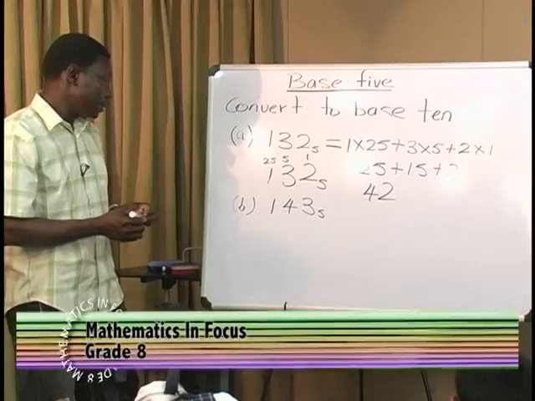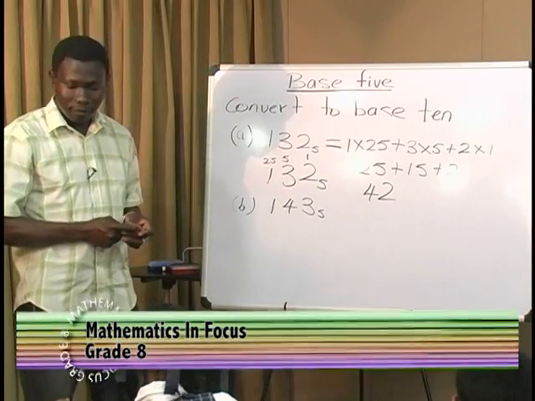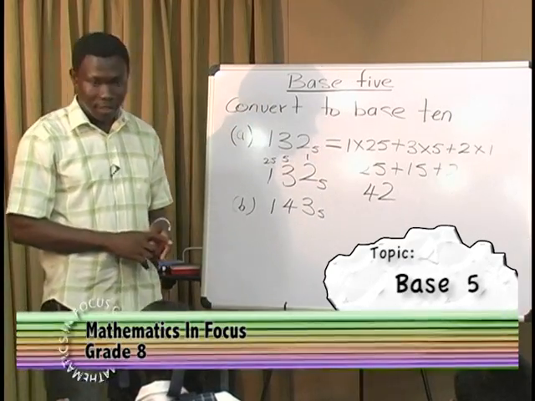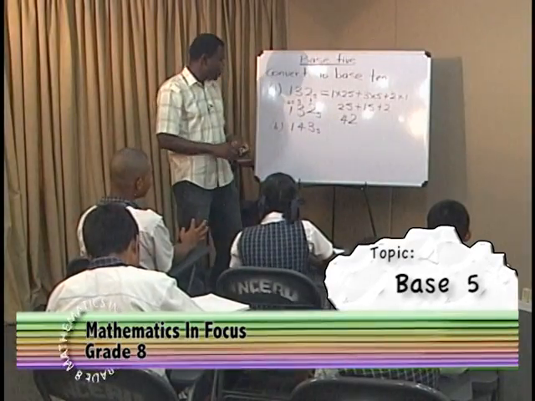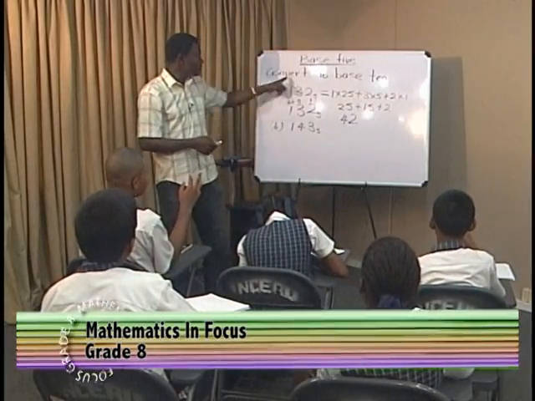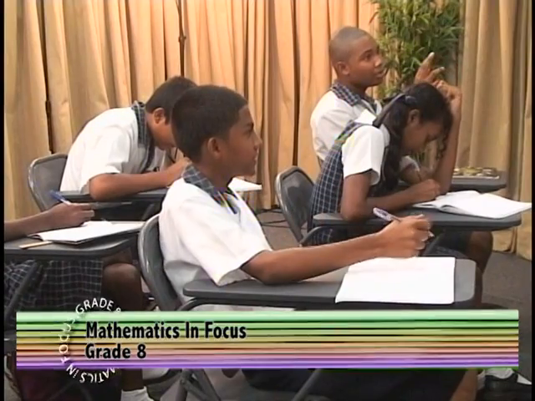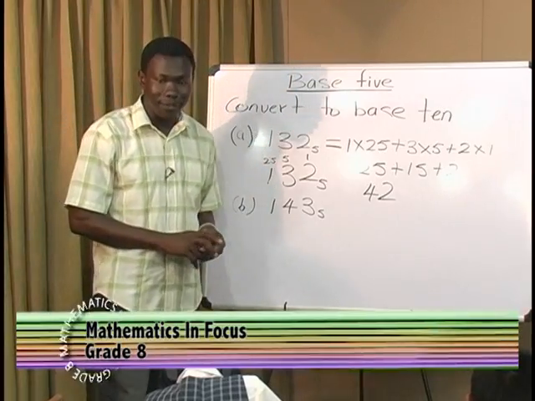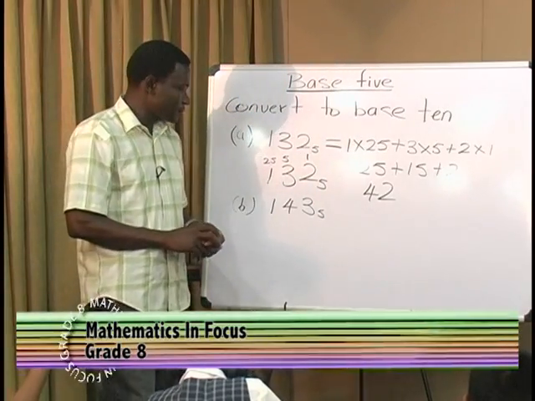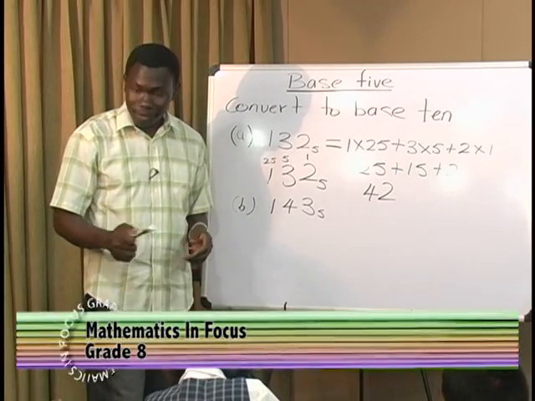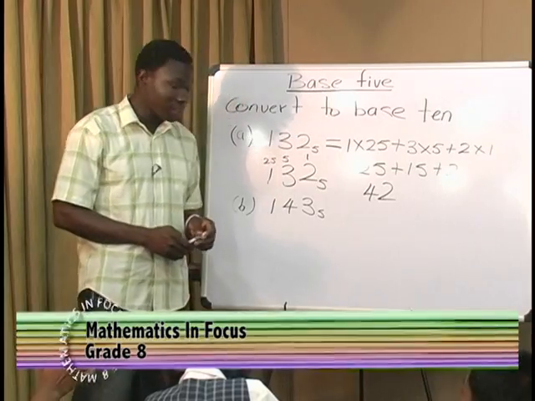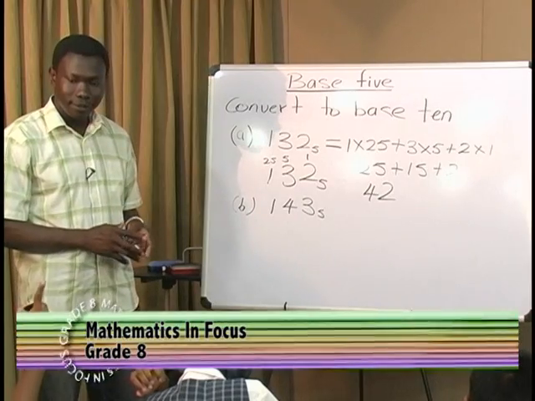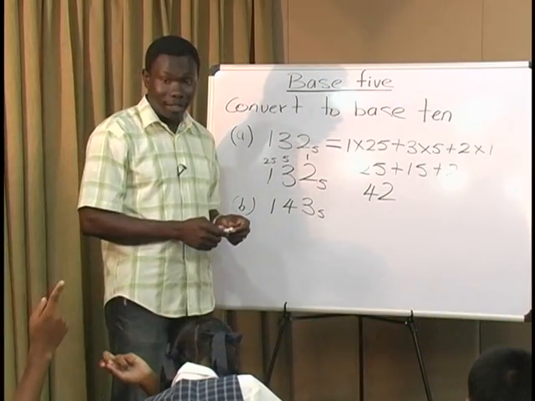What about 143 base 5? Come on, let me see you working. 143 base 5, converting it to base 10. 47. 47 in base 10. We have one suggestion. You get 47 too? Okay. So Vigilant and Shaquille get 47. Sure you don't want to check back? Let's check back, bro.